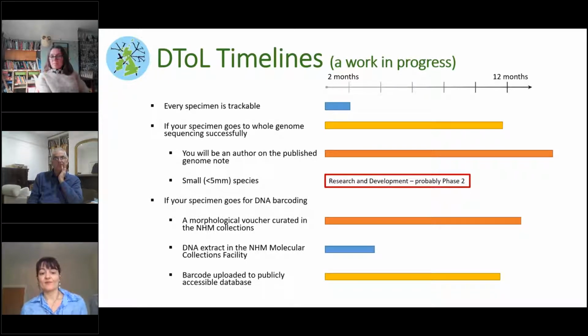And then, of course, if your species was really small, it's probably going to be moved to phase 2, but that depends on the research and development that's done. If you collect a specimen and it goes for DNA barcoding, the morphological voucher will be curated into the NHM collections and associated with the project and the DNA. But that could also take up to a year, depending on how close to winter it is, because that's when my team will have enough time to curate the specimens.